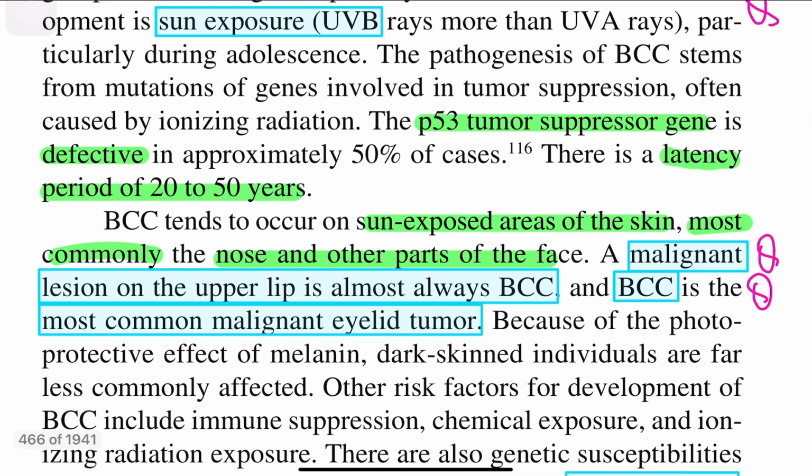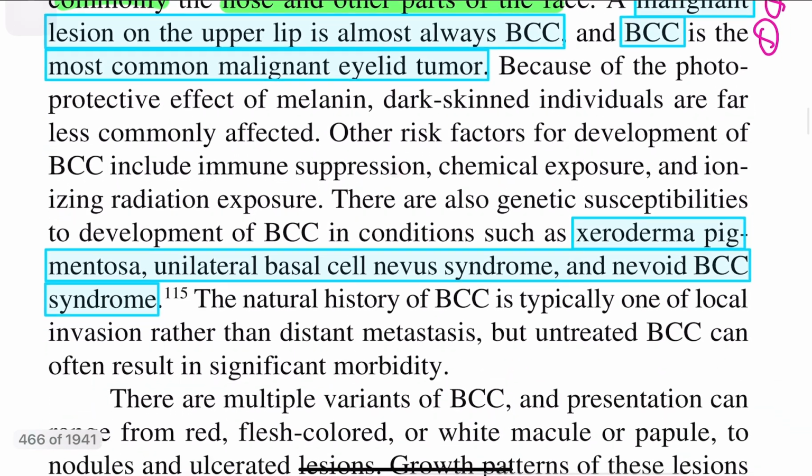And there is also one question: the upper lip cancer is mostly BCC and the lower lip cancer is mostly SCC. So in alphabetical order B comes first. So upper lip B and lower lip S. So upper lip BCC, lower lip SCC. And the most common malignant tumor of the eyelid is also BCC. Other risk factors are xeroderma pigmentosa, unilateral basal cell nevus syndrome, and nevoid BCC syndrome.